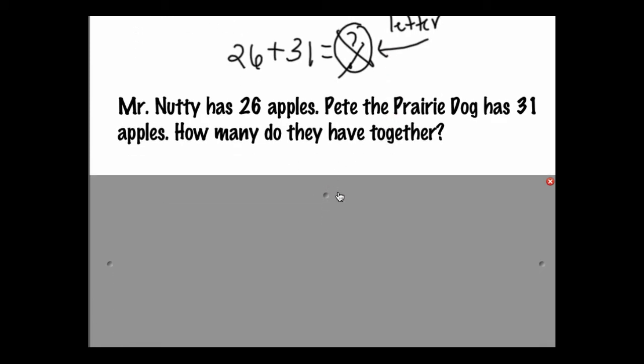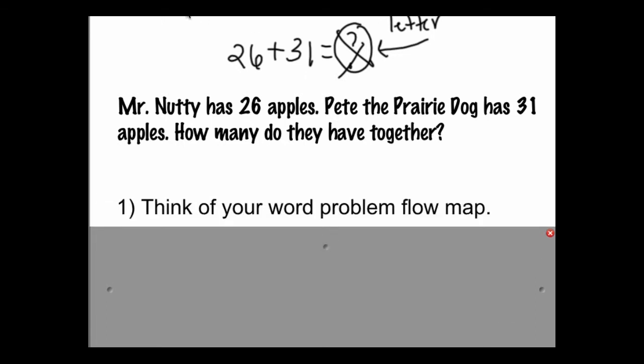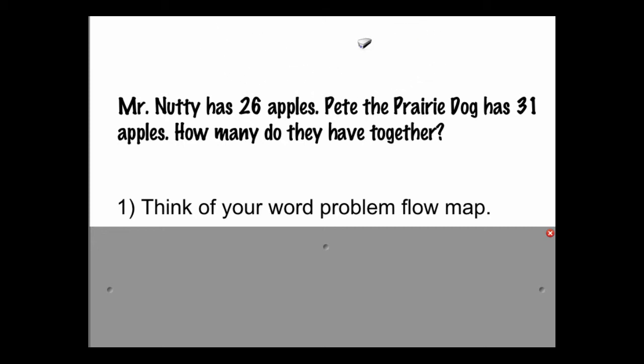So when we do word problems in algebra, the first thing we have to do is think of our flow map. The first thing we do is stop and think. We're going to go slow. So read the first sentence. Mr. Nutty has 26 apples. Stop. Think about it. Do the second one. Pete the prairie dog has 31 apples. Stop. Think about it. Then you read the question, or more sentences if there's more. How many do they have together? What are you trying to find here? How many do they have?